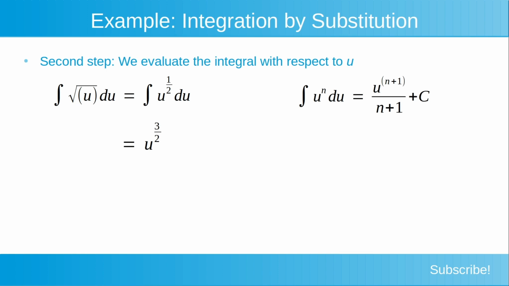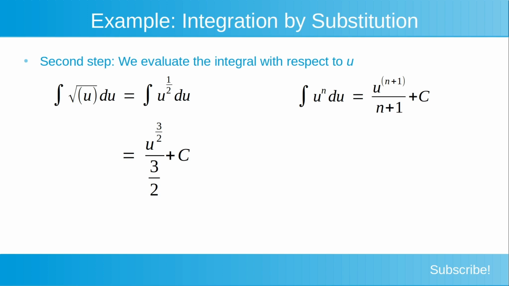Then we want to divide by n plus 1, so we want to divide by 1/2 plus 1, which we can also express as dividing by 3/2. So we do that now, and then we add plus c. And this is the set of all antiderivatives in terms of the variable u.